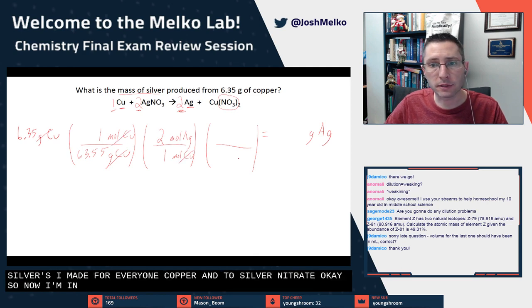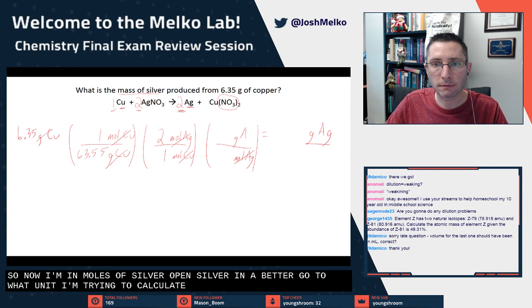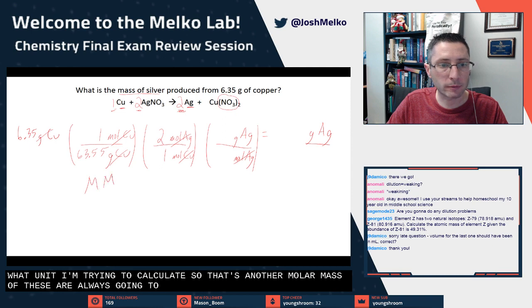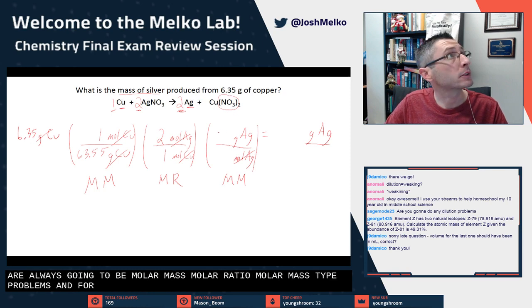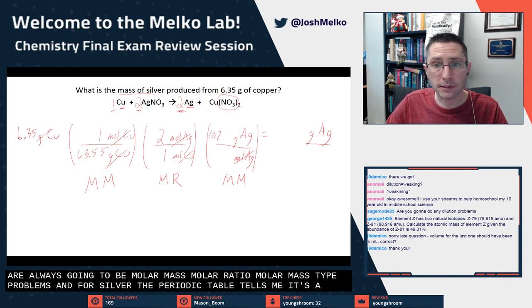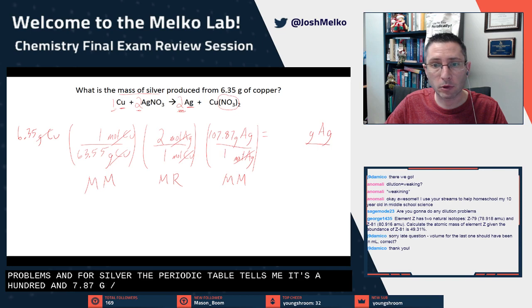Okay, so now I'm in moles of silver. So my last unit factor here better get rid of that unit of moles of silver, and it better go to what unit I'm trying to calculate. So that's another molar mass. These are always going to be molar mass, molar ratio, molar mass type problems. And for silver, the periodic table tells me it's 107.87 grams per 1 mole.